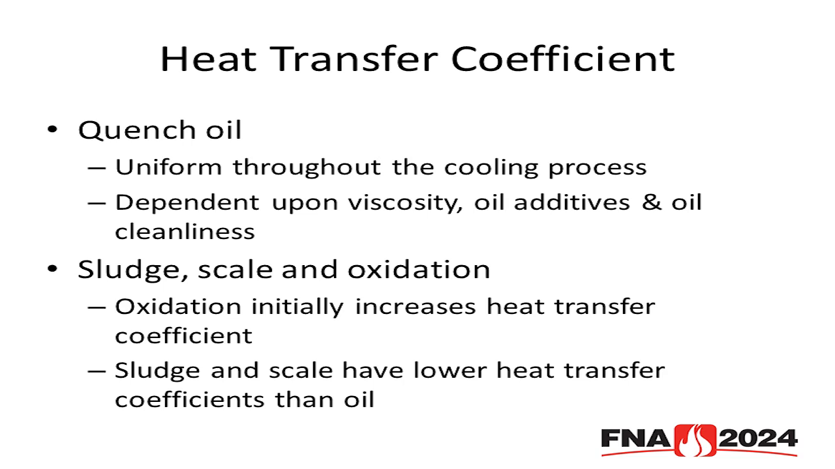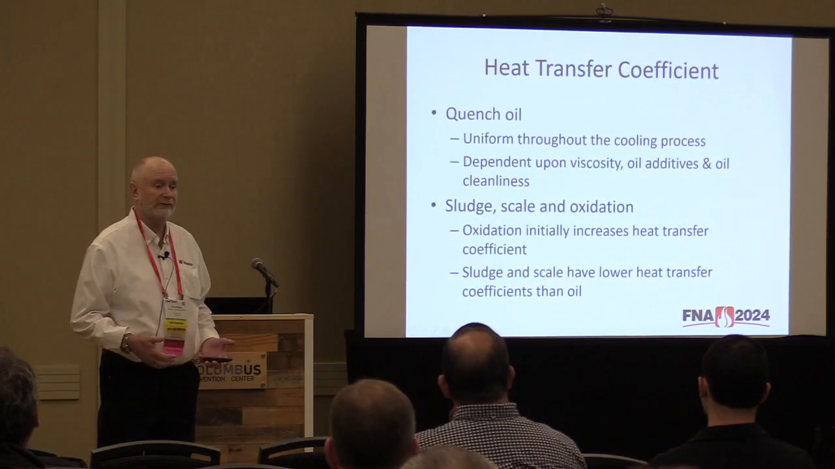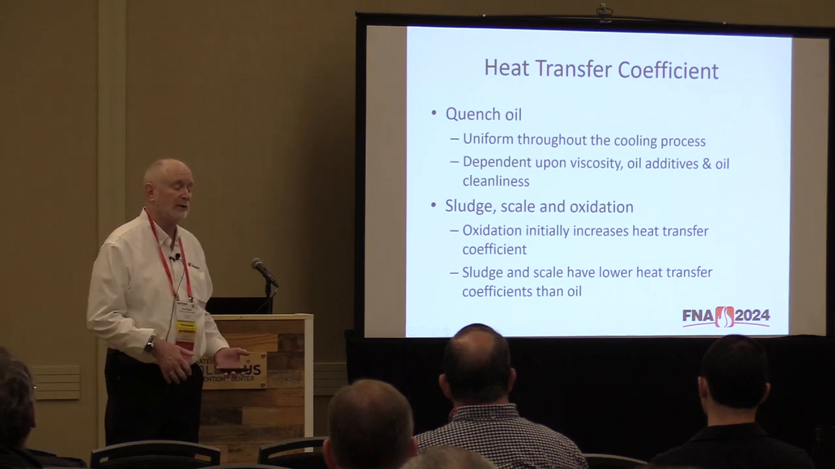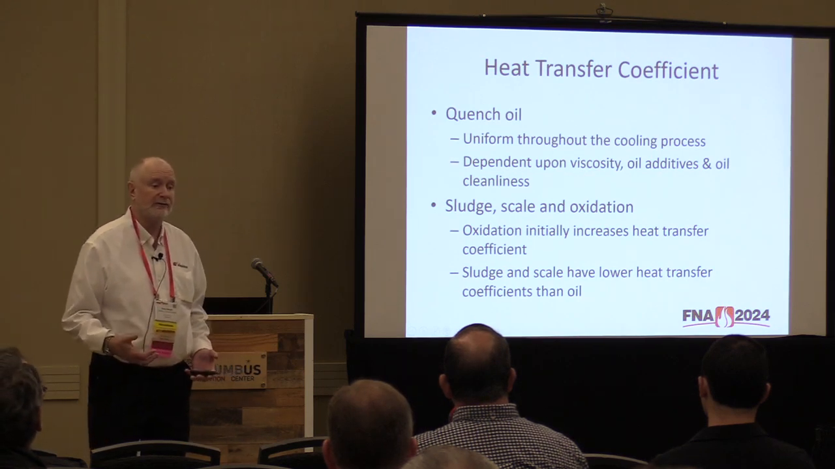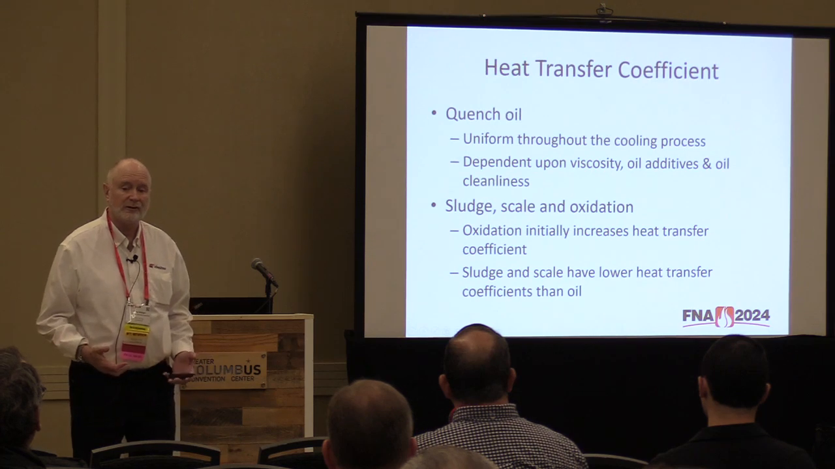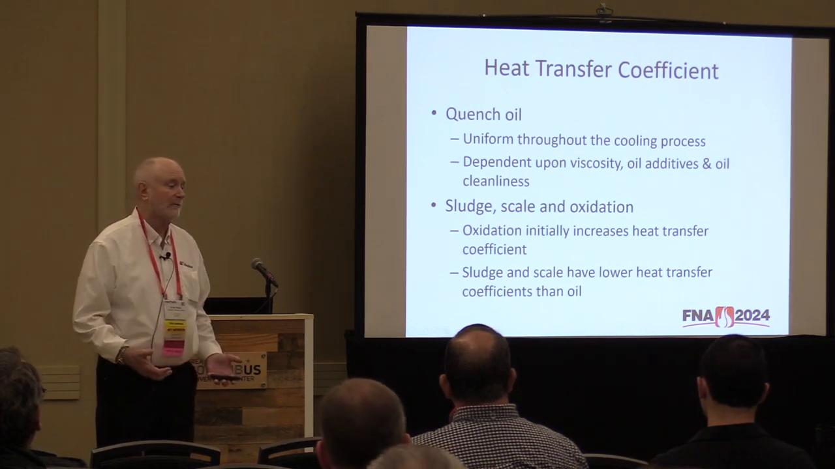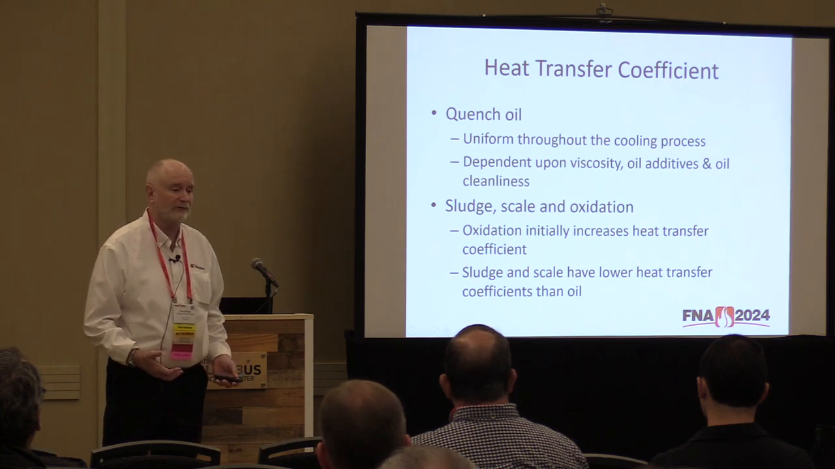Sludge, scale, and oxidation. Oxidation will initially increase the heat transfer rate. It makes the oil's viscosity thinner. But as the oxidation continues, you start to form sludge. That makes the oil that much thicker and the dissipation of the heat that much slower.